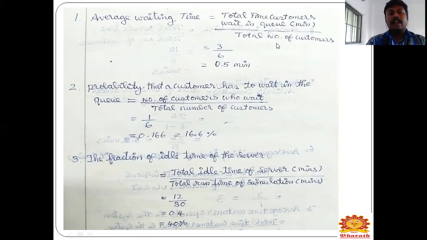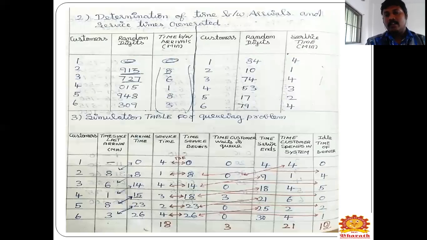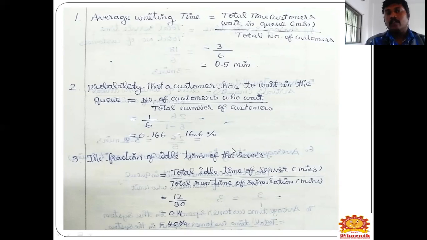The average waiting time is the total time customers wait in the queue, which is 3. Only a single customer waited in the queue according to this calculation. So we take 3 by the total number of customers, 6, which is 0.5 minutes. The average waiting time for a customer is 0.5.